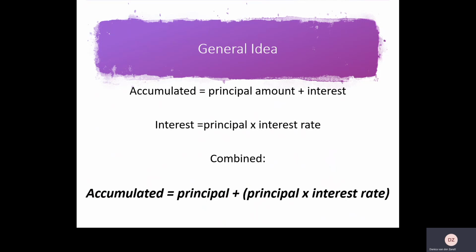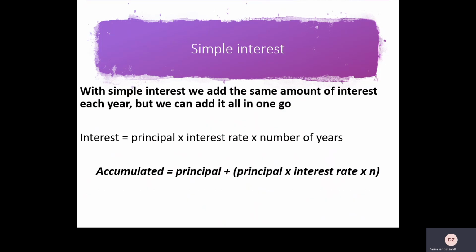But now I'm gaining interest every time period. So if I have interest per year, I'm gaining interest every single year. So in simple interest, we also need to take the time period into account. So we can write this down. In simple interest, we add the same amount of interest each year, but we can add it all in one go. That's what makes it a one calculation situation. So instead of just the principal times the interest rate, I can also times it by the number of years, because it is the same interest every single year.